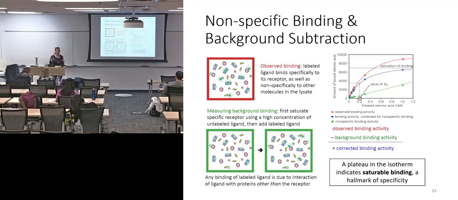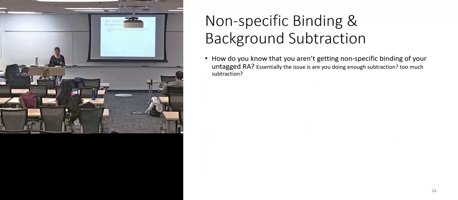Okay. And again, a plateau in your isotherm is sort of this hallmark of specificity. It's a hallmark of saturable binding. If you don't have it, something else is probably going on. Okay.